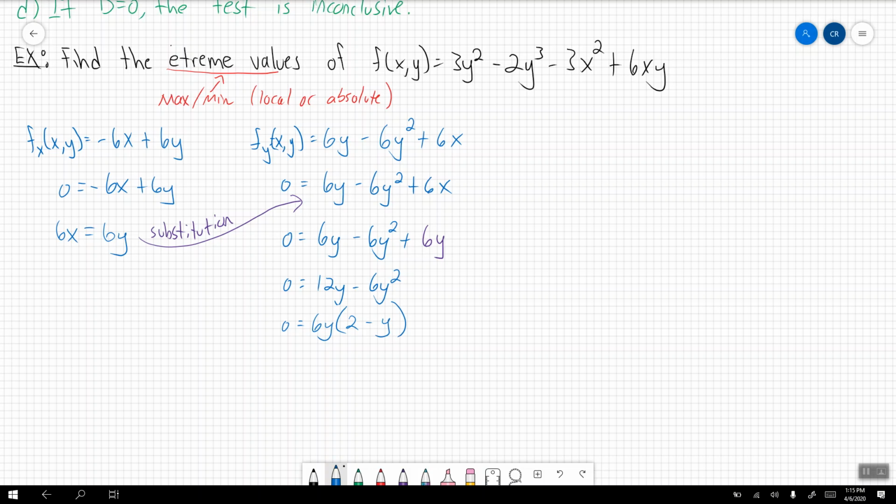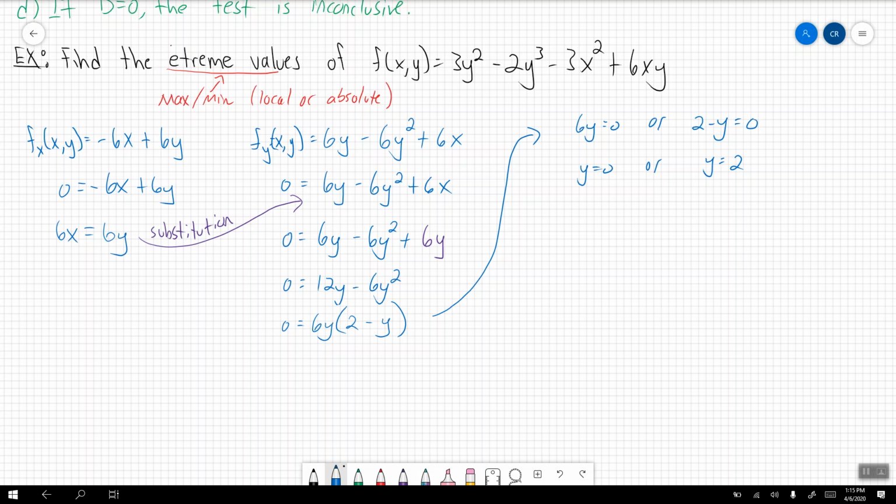All right, good so far? Awesome. So what we get here is two different values for y. So we get that 6y is equal to 0 or 2 minus y is equal to 0, which means y is equal to 2 or y is equal to 0. Now, using these two values, what I want to do is figure out what the x values are. So I'm going to find out what those x values need to be in order for this to be satisfied.